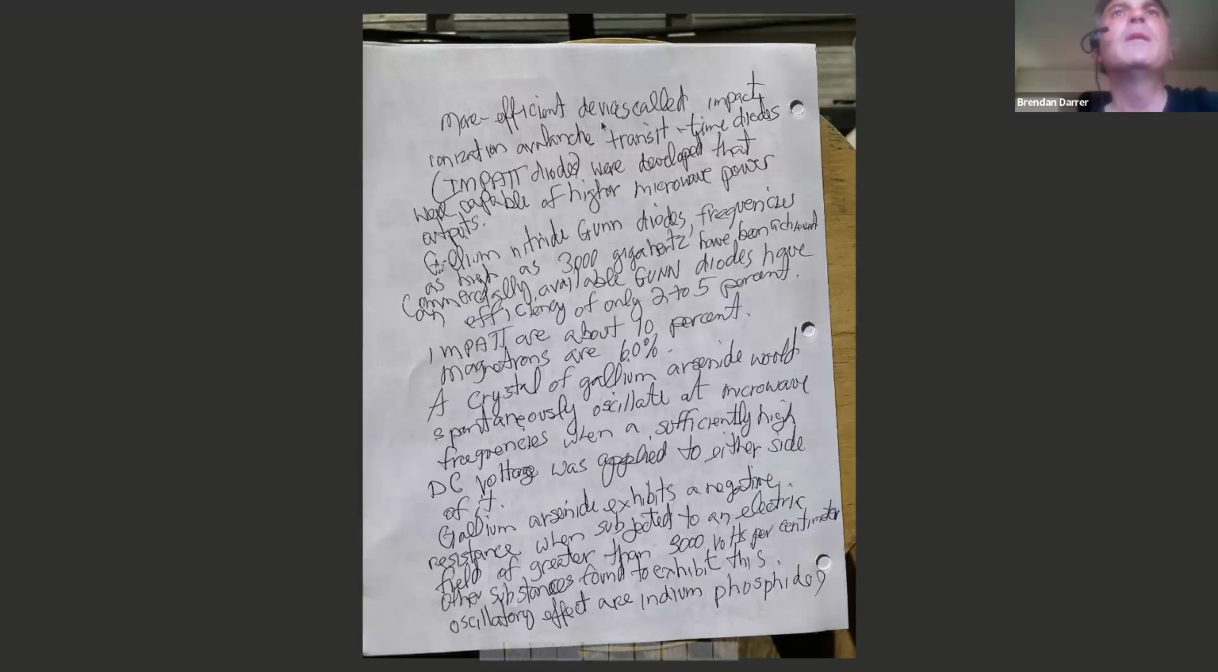More efficient devices called impact ionization avalanche transit time diodes, IMPATT diodes, were developed that were capable of higher microwave power outputs. It's gallium, I think, nitride.